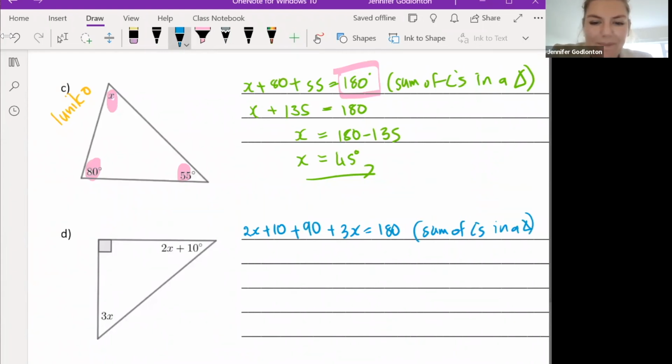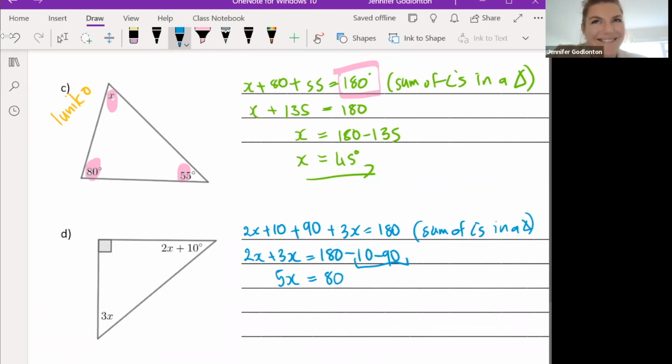5x plus 100 equals 180. Good. I'm going to write it like that just so that people can see. Okay. Next line. 5x over 5 equals 100 over 5. I think it'll be 80. Ma'am, 80. Yeah, because 180 minus 100 is going to give us 80.